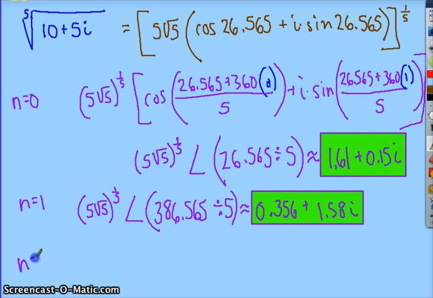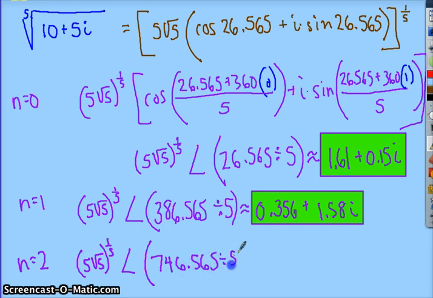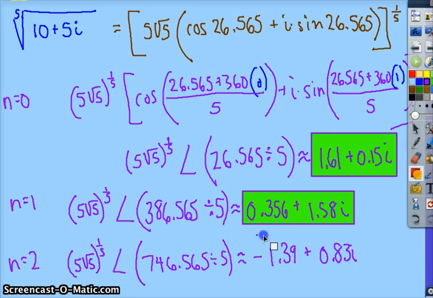When n is equal to 2, again, this piece remains the same. 5 root 5 to the 1/5. The only difference, we add 360 to this. And if we add 360, we get what? 746.565 divided by 5. And that gives us approximately negative 1.39 plus 0.83i. All right.